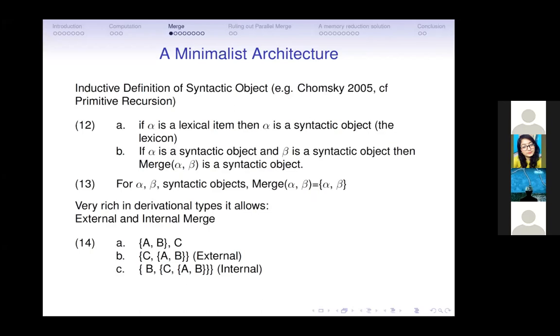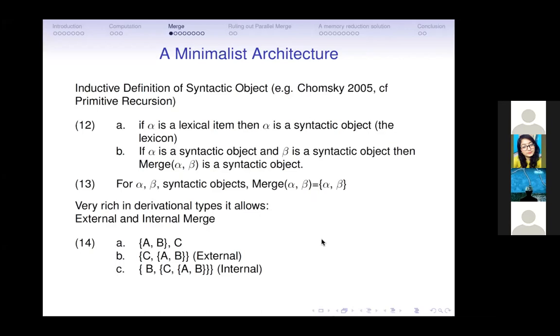That fundamental operation is called merge, and what it does is it takes two units and combines them into a more complex unit. And the idea is that this very simple operation will give you the kind of complexity you need for all of syntax, okay? It's probably not quite enough, but it will get you a long way.